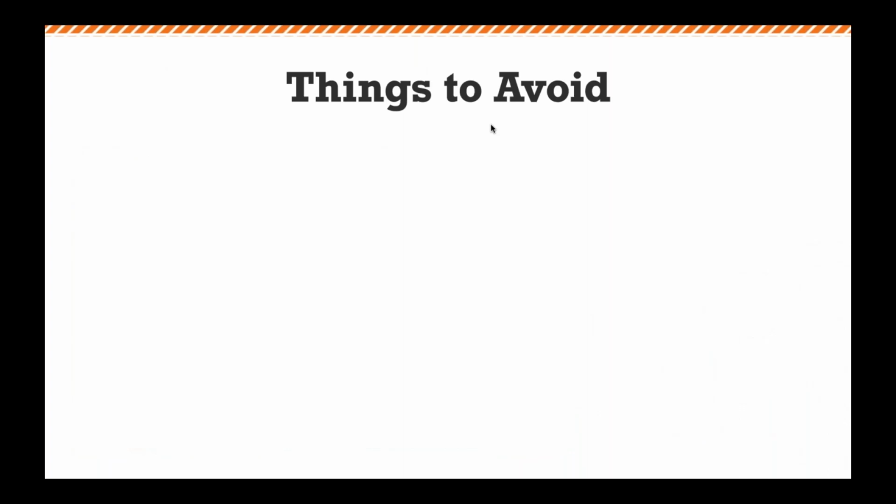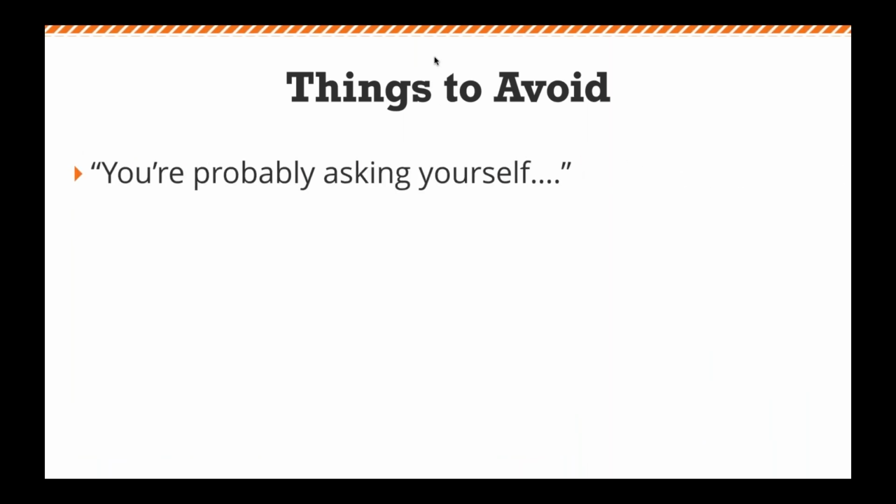Now, some things to avoid, okay? In your speech, these are the kinds of things that I want you to stay away from that have come up in the past. Saying things like, you're probably asking yourself, when you're addressing the audience, whoever the audience is that you've chosen, try to stay away from saying things like, you're probably asking yourself, why is this person qualified for the job, or whatever, okay?